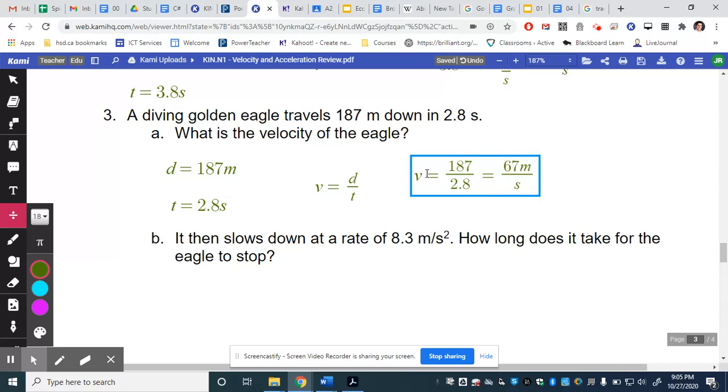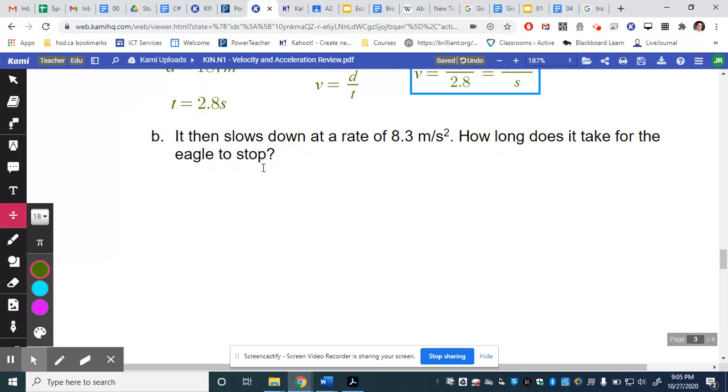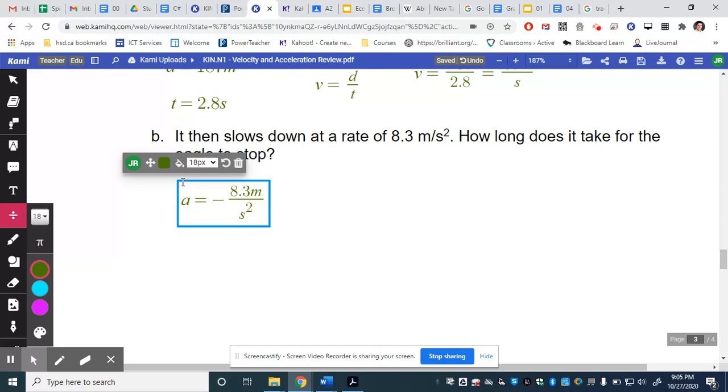meters per second. It then slows down at a rate of 8.3 meters per second squared. That's an acceleration. Write that down. A equals 8.3, and it's negative because we're slowing down, right? Negative 8.3 meters per second squared. As soon as you see meters per second squared, you know it's an acceleration. How long does it take for the eagle to stop?